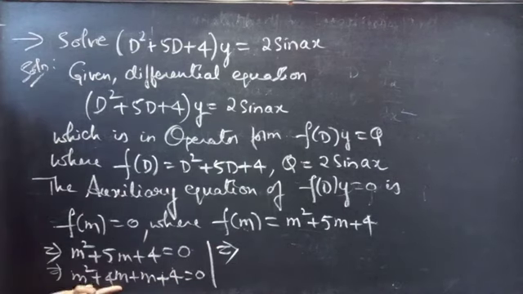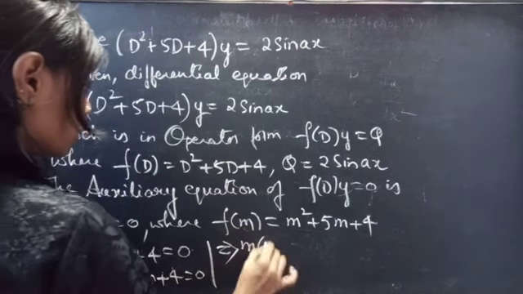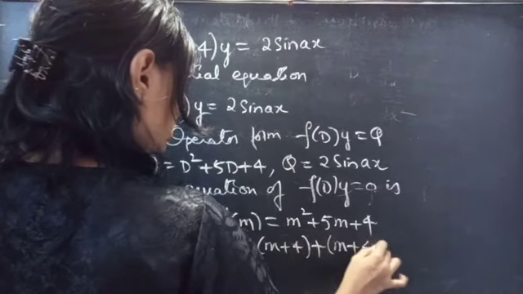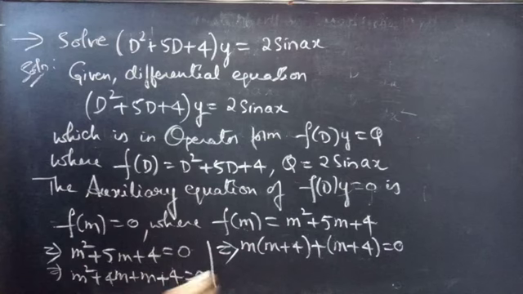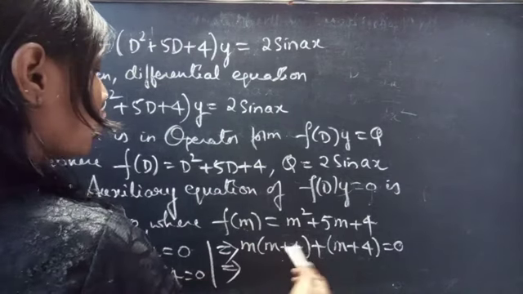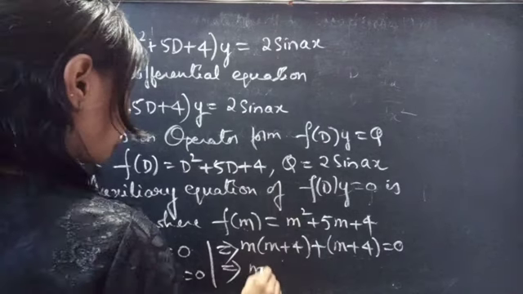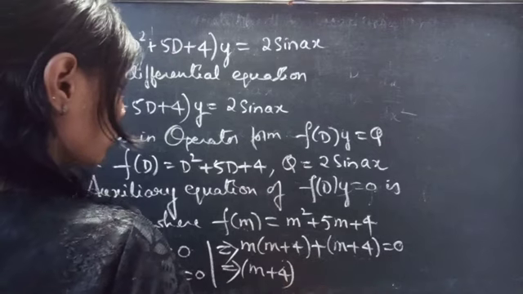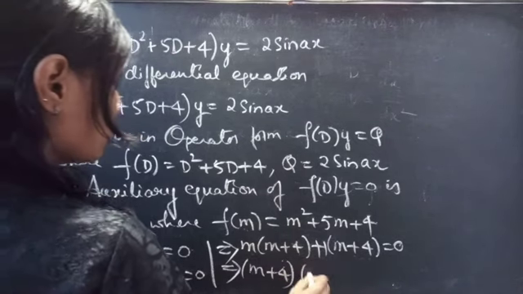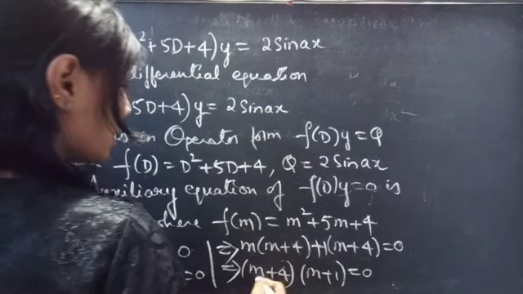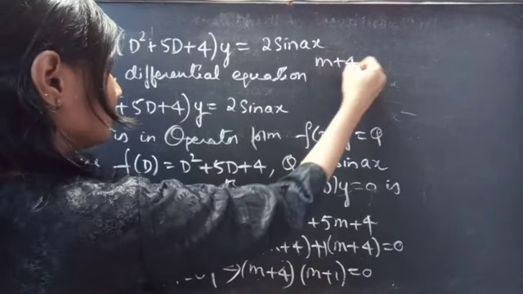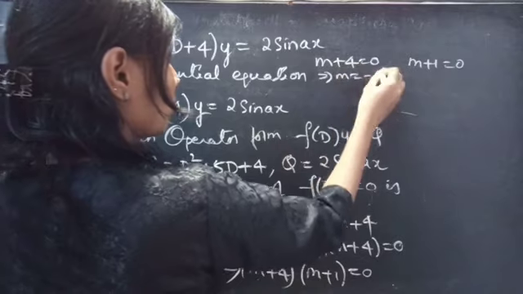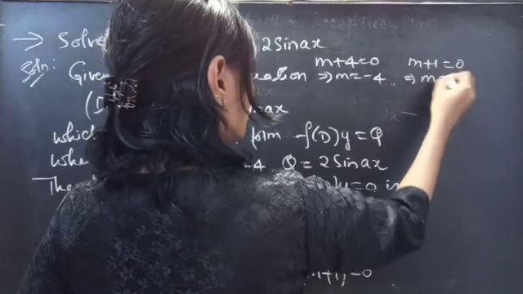Now take m common from the first two terms, we get m(m + 4), and the next two terms will be the same. You notice we have m + 4 common in both the terms, right? So let's take m + 4 common, and we'll get (m + 4)(m + 1). Now equate each factor to 0. From m + 4 = 0, we get m = -4. From m + 1 = 0, we get m = -1.